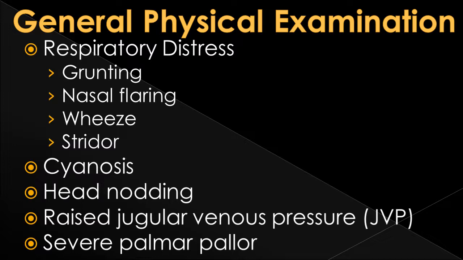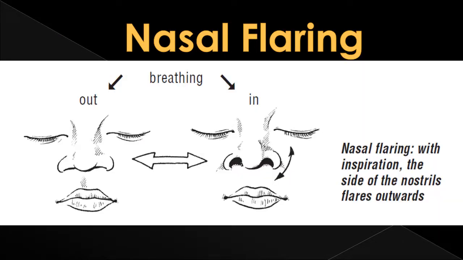In addition to respiratory rate and lower chest wall indrawing, look for signs of respiratory distress: whether the child is grunting, is there nasal flaring, wheeze, stridor, cyanosis, head nodding, is the JVP raised, and is there concomitant anemia or not. Nasal flaring: when the child breathes in, the sides of the nostrils flare outwards. This phenomenon is called nasal flaring.